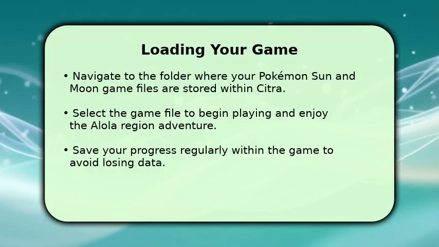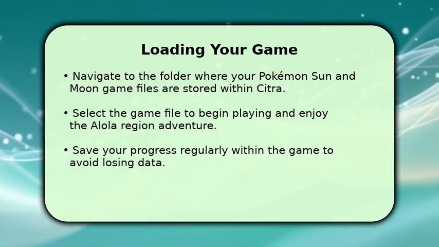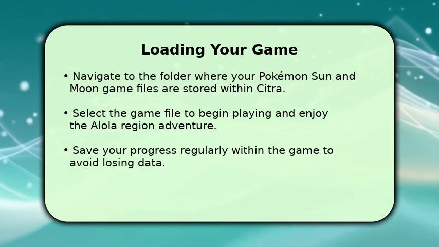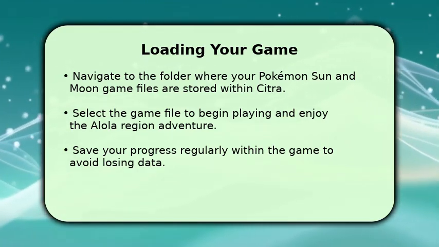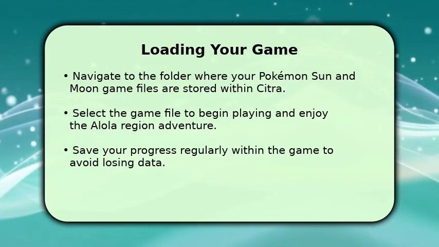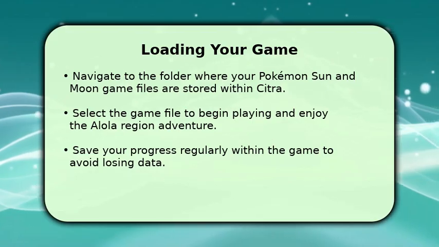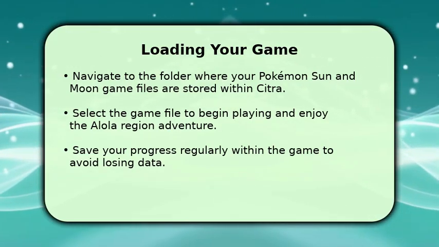Now that Citra is set up, it's time to load your game and begin your adventure. Simply navigate within the emulator to the folder where you've stored your Pokémon Sun and Moon game files. Once you locate the correct file, select it, and the game should start right up. You'll be exploring the beautiful Alola region in no time. Remember to save your progress frequently within the game itself. This ensures you won't lose any of your hard-earned achievements or Pokémon.